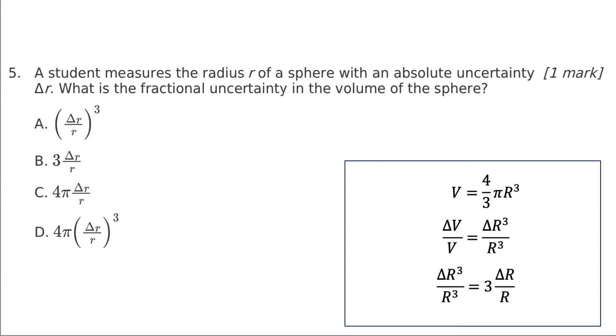And as we've just said, if we take a value to the power of n, the percentage uncertainty of a to the n is just going to be n times the percentage uncertainty in a. And so therefore, in this case, we've got r cubed. All we have to do is triple our percentage uncertainty in r, which means our answer here is B.